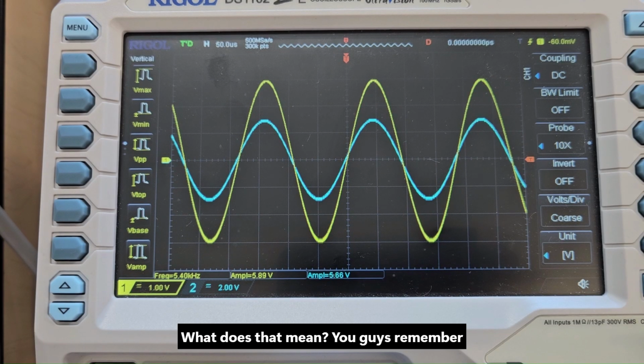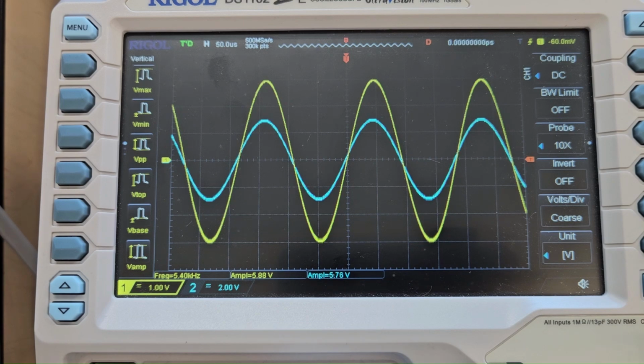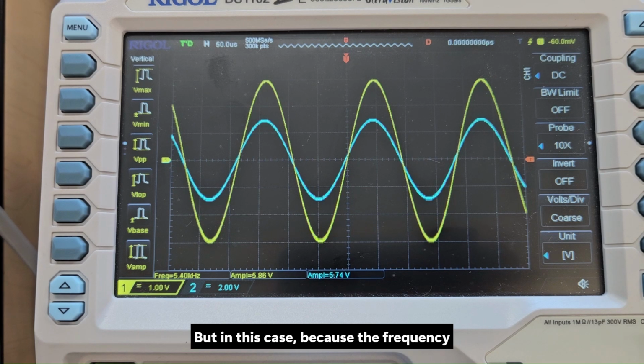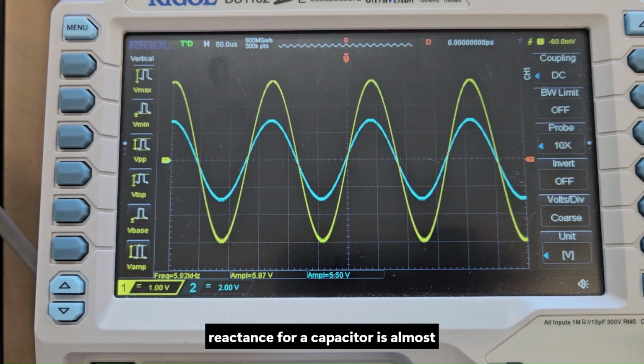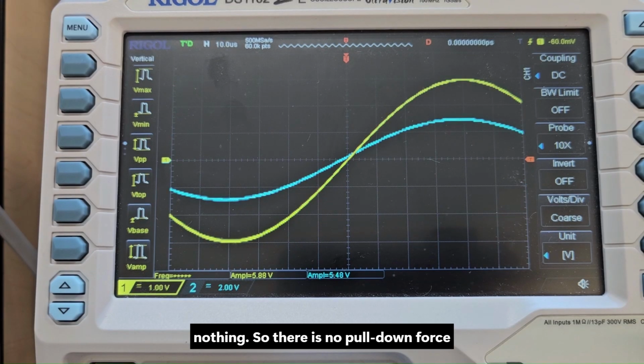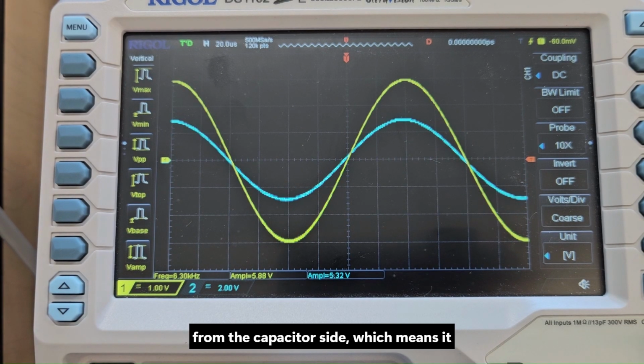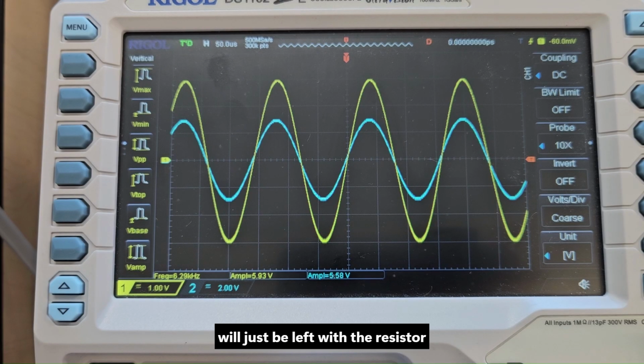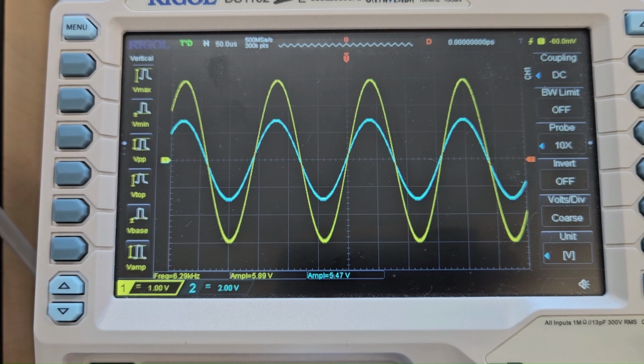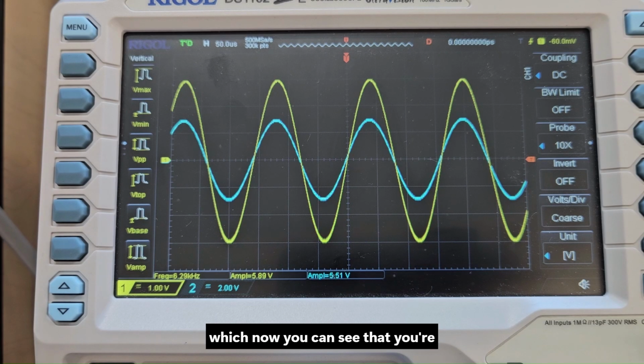What does that mean? You guys remember from the phasor diagram, the source voltage always got pulled down because of the capacitor reactance. But in this case, because the frequency is really high, your reactance for capacitor is almost nothing. So there is no pull down force from the capacitor side, which means it will just be left with the resistor voltage. The circuit itself is considered as a resistive circuit, which now you can see that you're dissipating all that voltage across the resistor.